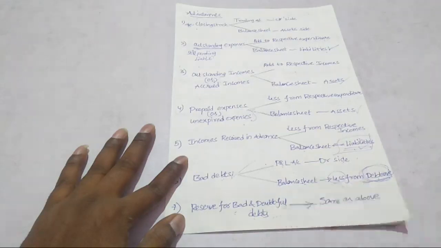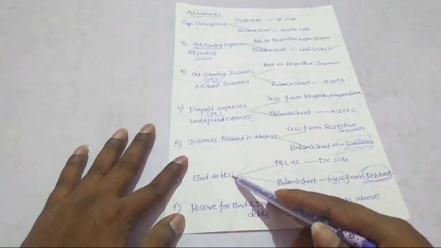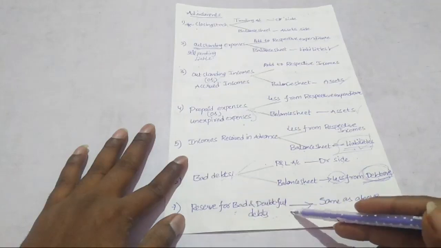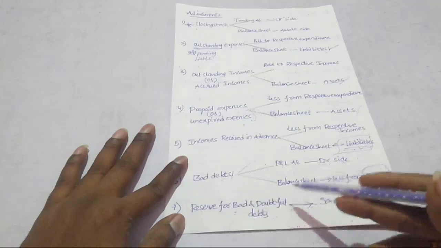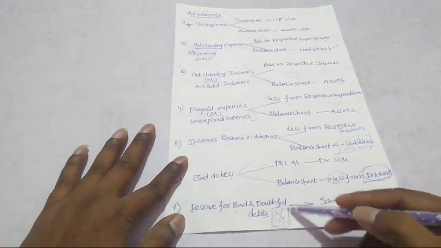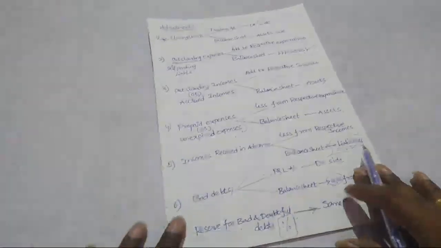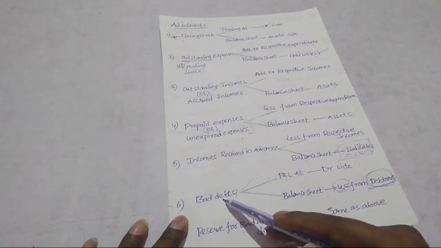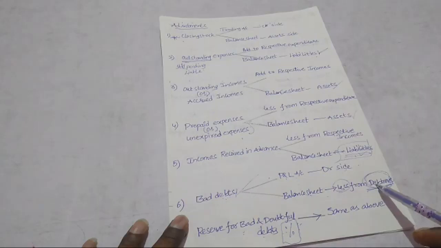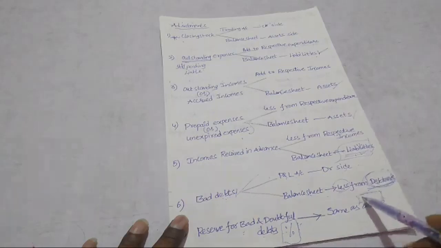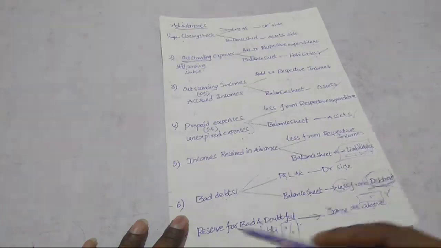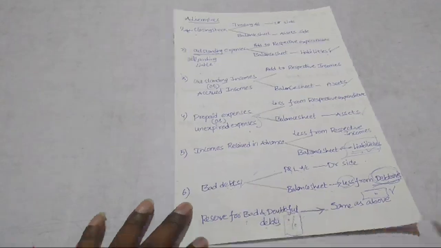But students will get one doubt. What is that? For bad debts, the direct amount will be given, but for reserve for bad and doubtful debts, sometimes he may give an amount, but sometimes he will say a percentage. When it is given as a percentage, guys, remember, very very important, after deducting bad debts from the debtors, the leftover net debtors amount will be considered for calculating this reserve for bad and doubtful debts.